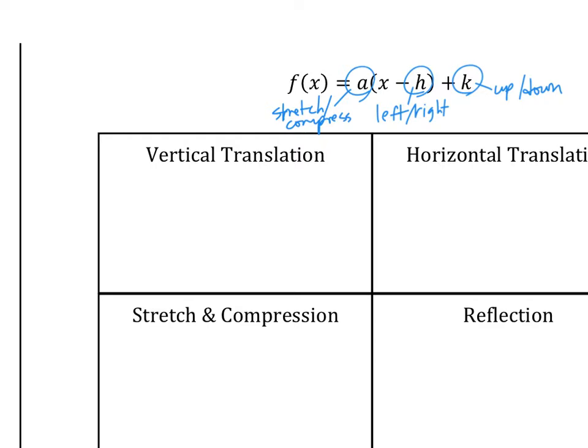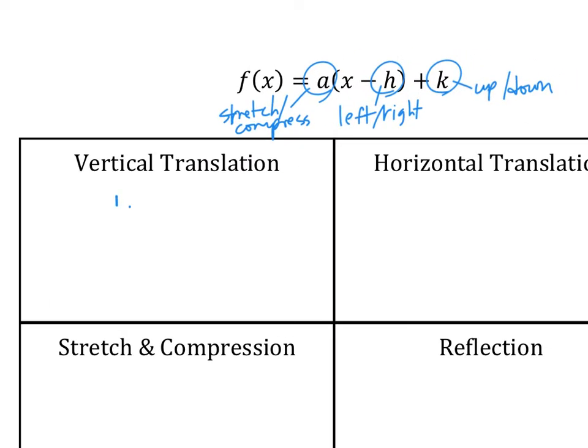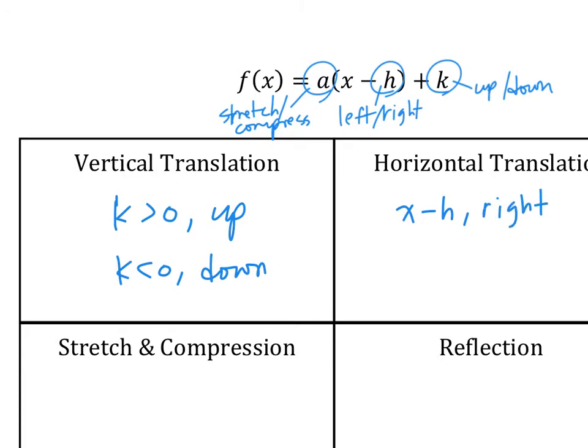Okay, so let's review. Vertical is going to be your up and down, so that has to do with K. When K is greater than 0, what happens? Up or down? Which one? When K is greater than 0, is it going up or is it going down? Up, yes. And when K is less than 0, it's going to go down. When you see X minus H, which direction will you go? Right. Yeah, it's the opposite of the sign. If you see an X plus H, you're going to go to the left.